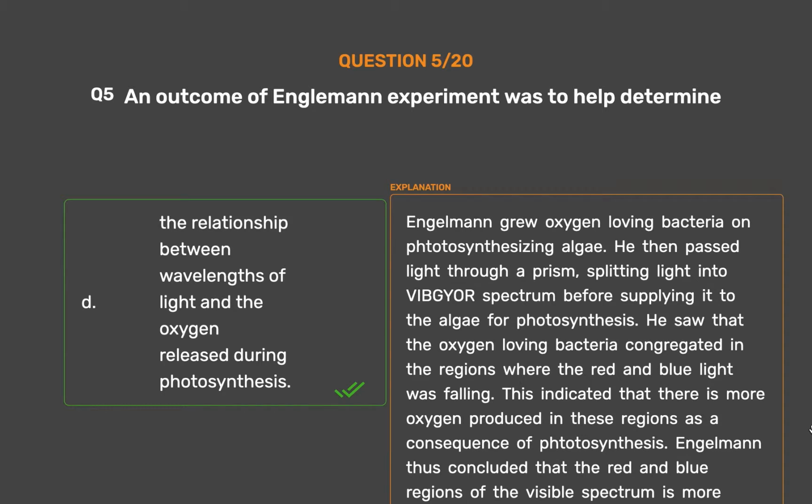He saw that the oxygen-loving bacteria congregated in the regions where the red and blue light was falling. This indicated that there is more oxygen produced in these regions as a consequence of photosynthesis. Engelmann thus concluded that the red and blue regions of the visible spectrum is more effective for photosynthesis.